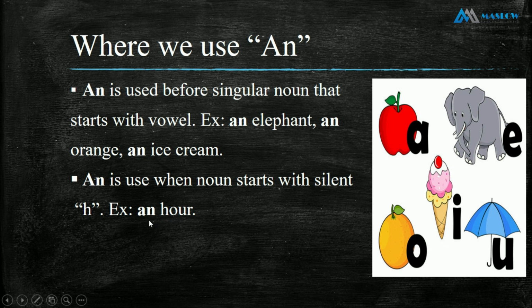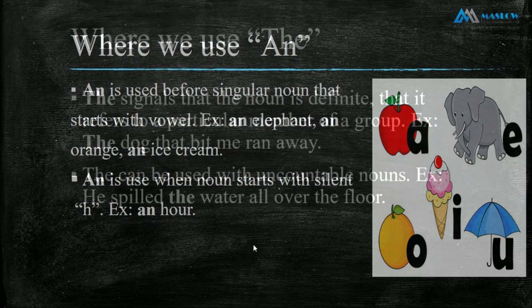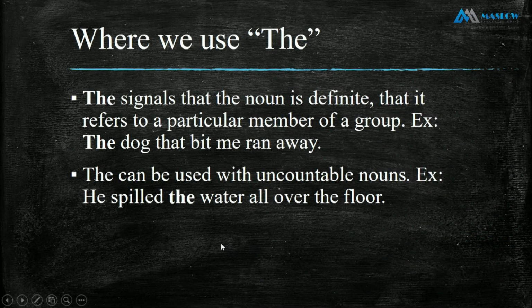That's why we are using an. Next, we will look at the use of the, where we use the. The is used for specific and particular nouns, so this signals that the noun is definite. That is, it refers to a particular member of a group. For example, the dog that bit me ran away. So here, to specify a dog, we are using the.